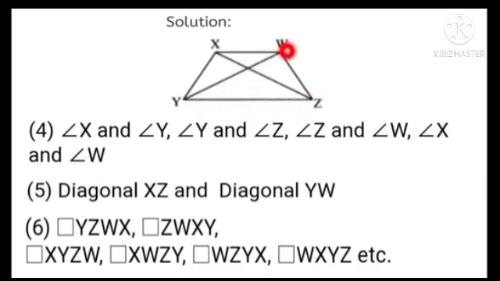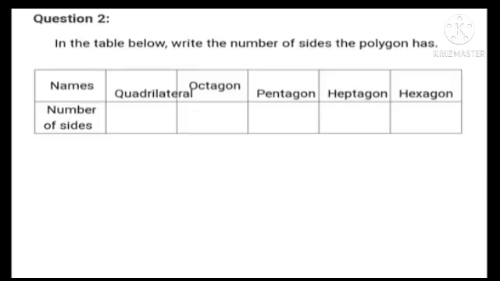Quadrilateral WZYX. Quadrilateral WXYZ. So you can take a particular vertex, write in clockwise or anti-clockwise direction and show as many names as you want. So 6 names of the quadrilateral are mentioned here. This way we have completed question number 1. Question 2.